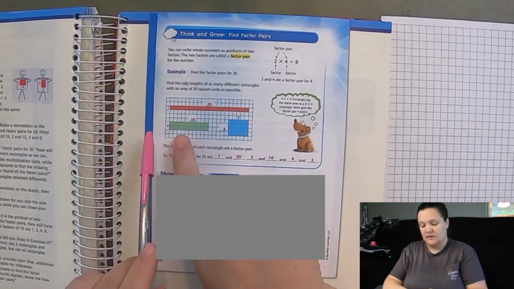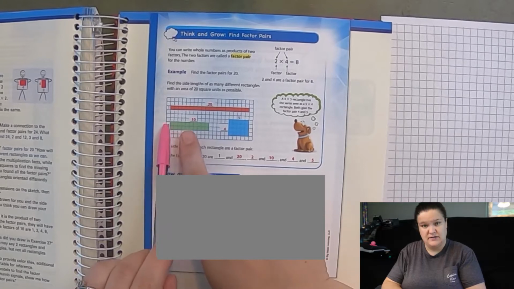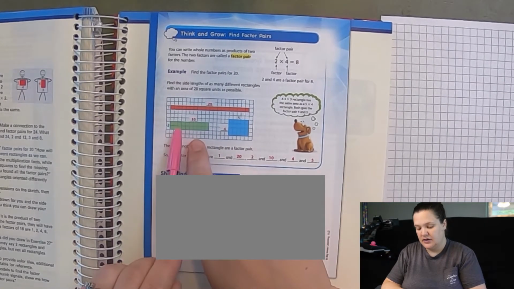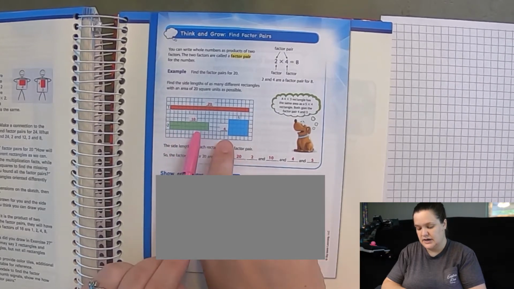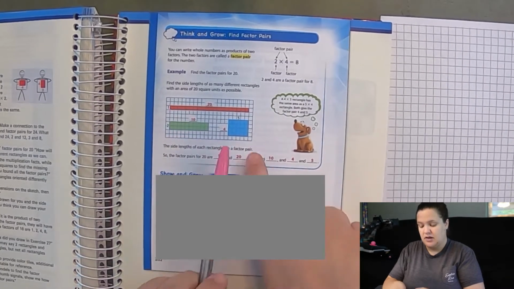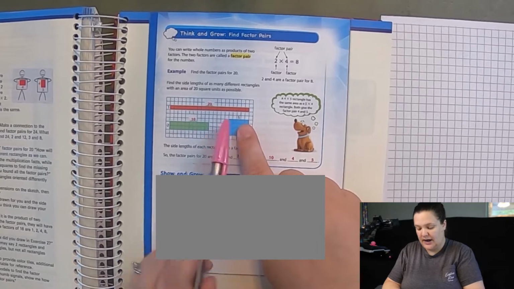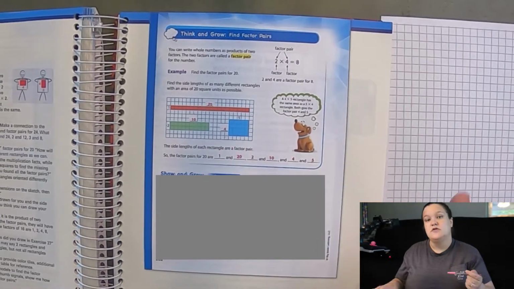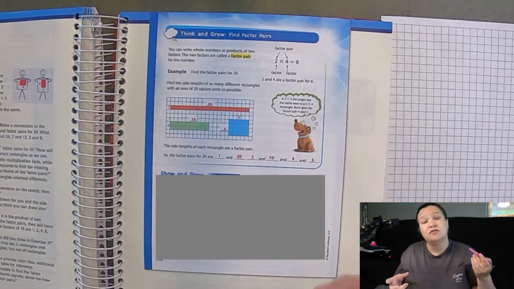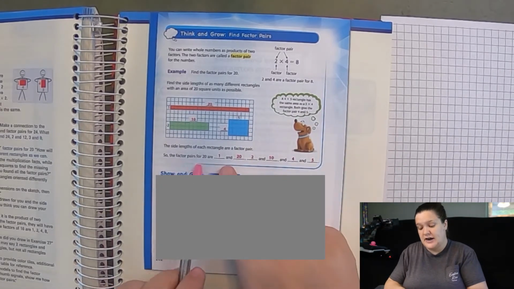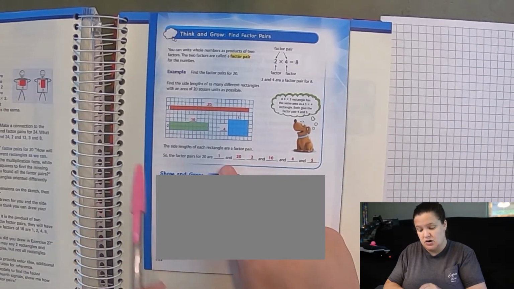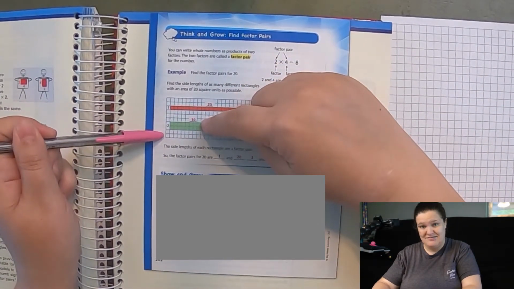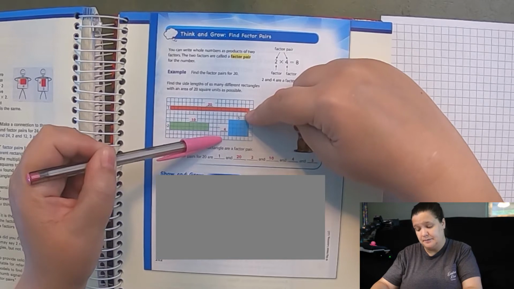This one is 2, and it gives you the 2, so you'd go across and count them: 1, 2, 3, 4, 5, 6, 7, 8, 9, 10. So 10. This one gives you 5, and you're going to count down: 1, 2, 3, 4. So it's 4. These side lengths are the factor pairs. The factor pairs of 20 are 1 and 20, 2 and 10, and 4 and 5.